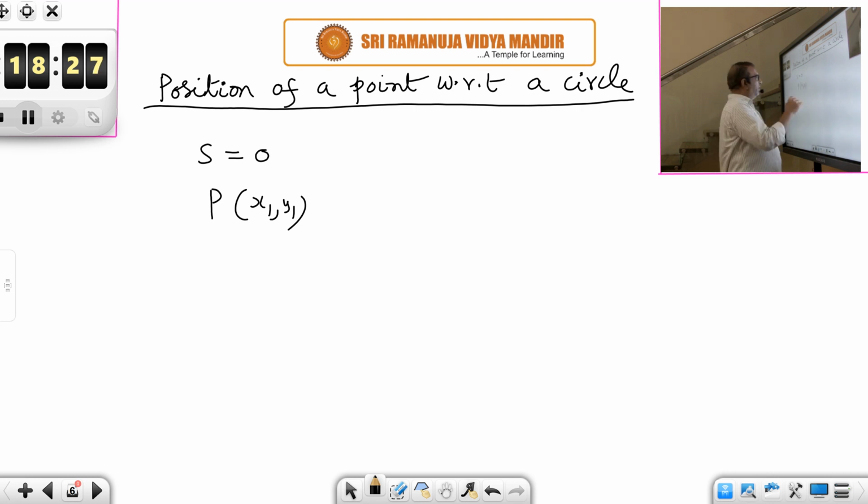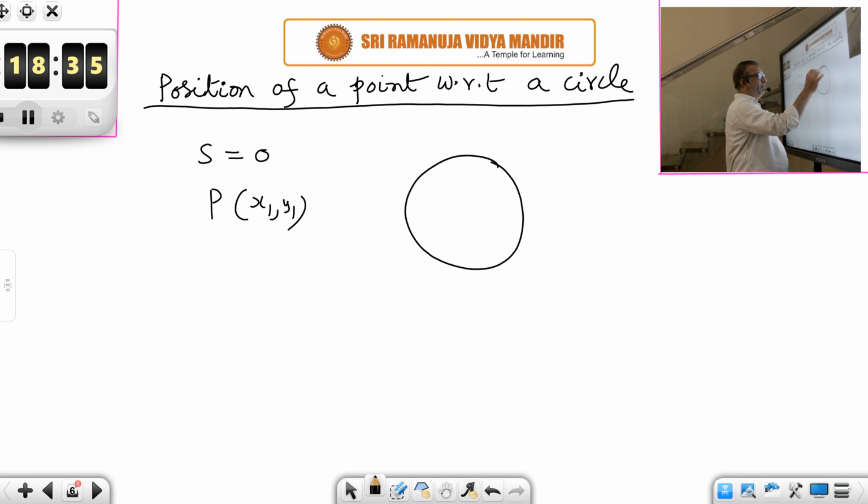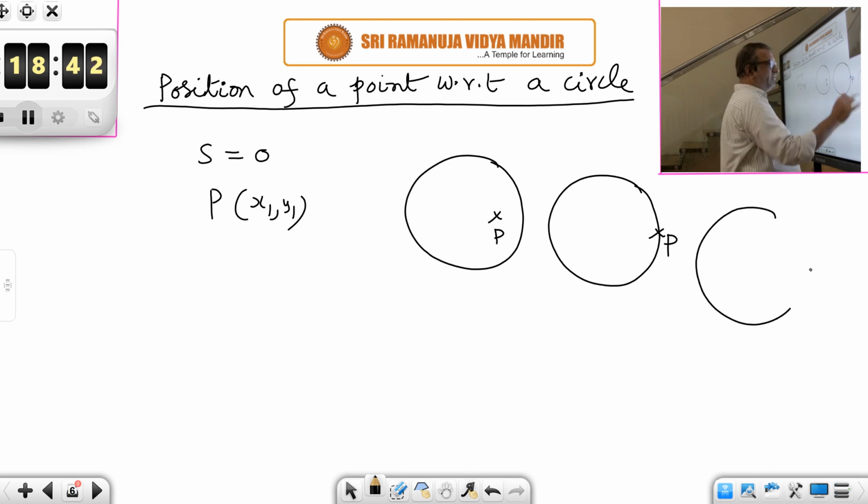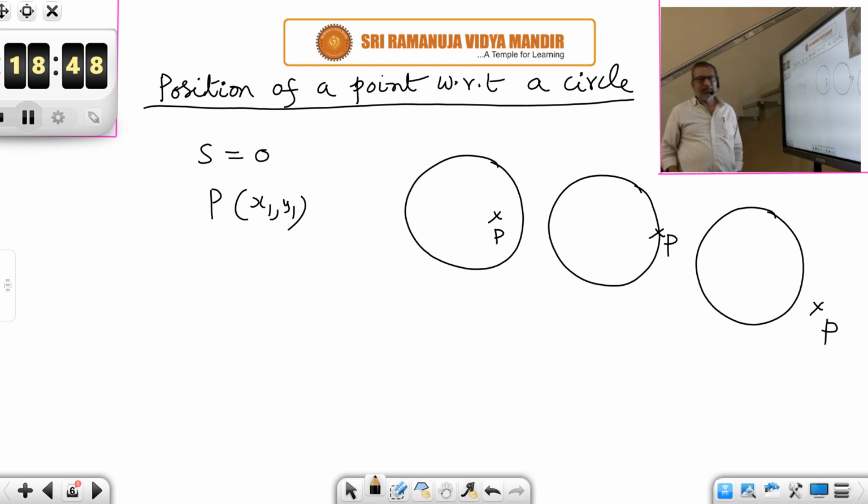Now the question is, what is the relative position of the point and the circle? That means I want to find out whether the point P is inside the circle, or point P is on the circle, or point P is outside the circle. So to find this, simply I have to calculate what? S11, as we have seen earlier. S11 is easy to calculate, just to substitute the point x1, y1 in the equation of the circle.